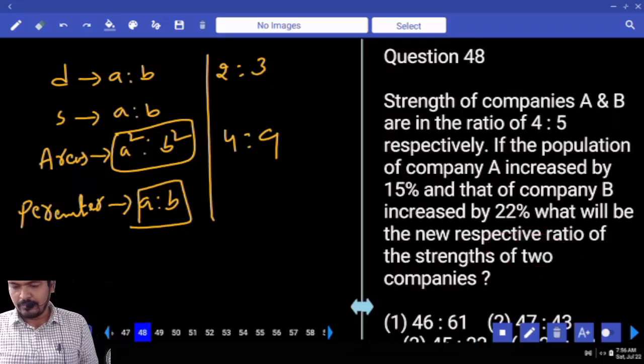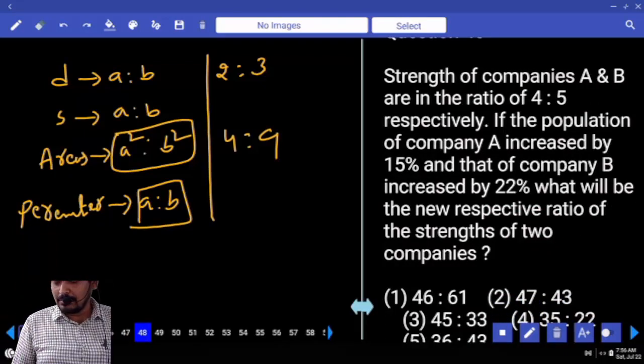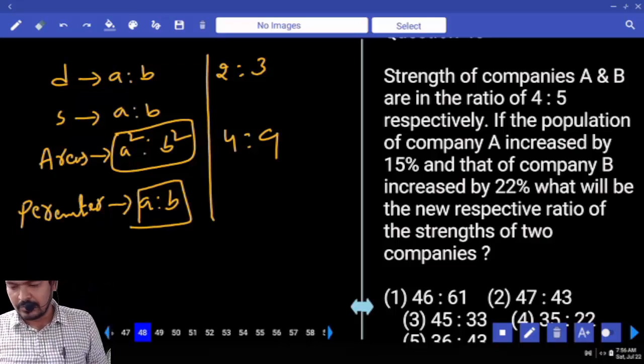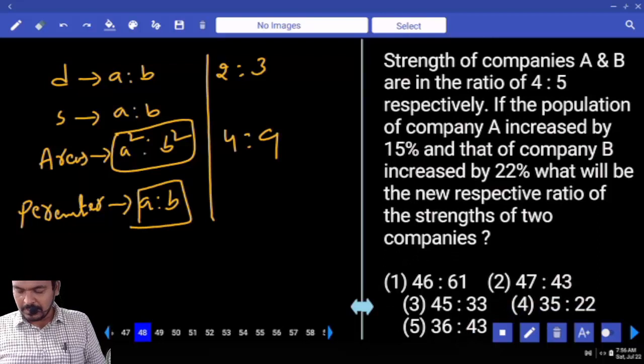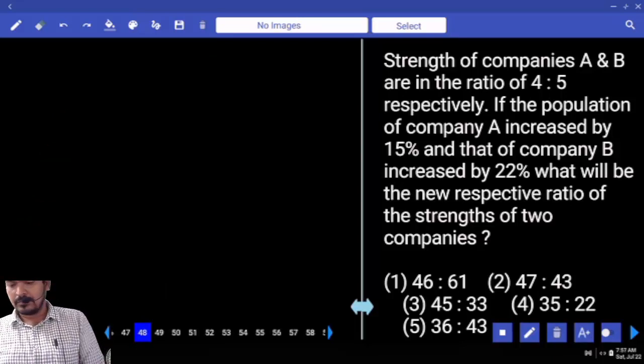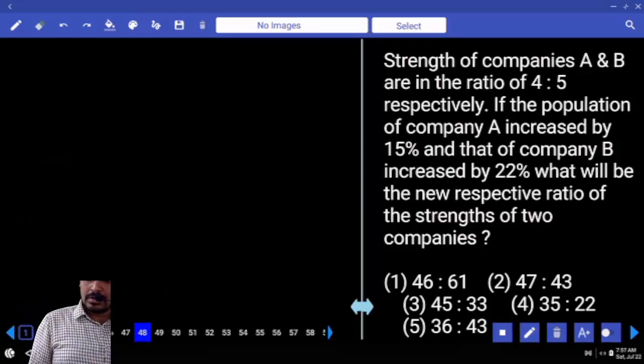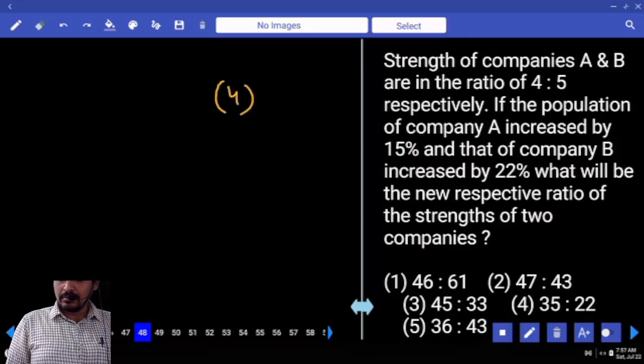Next question number 48. Strength of the companies A and B are in the ratio of 4 is to 5. If the population of company A is increased by 15% and that of company B is increased by 22%, what will be the new ratio of the strength of the two companies? What is company A's initial value? 4 parts. Company B's initial value, 5 parts.